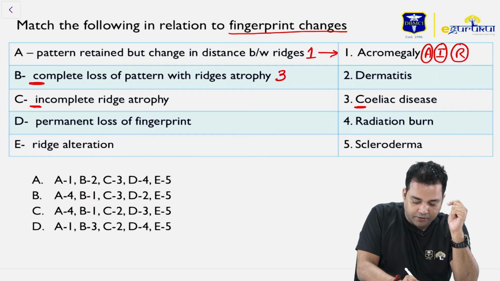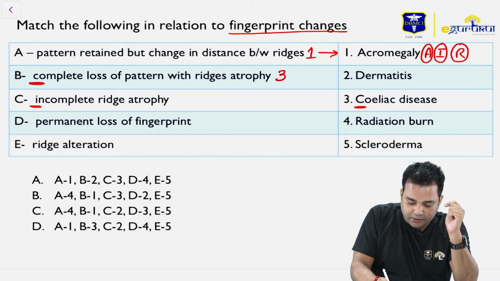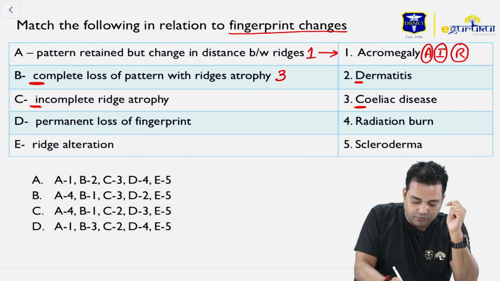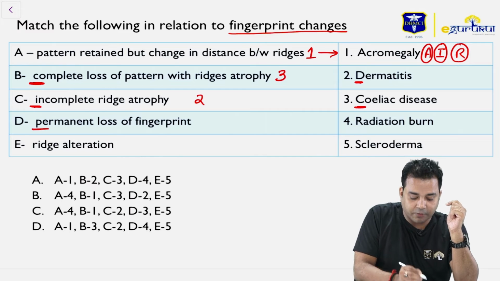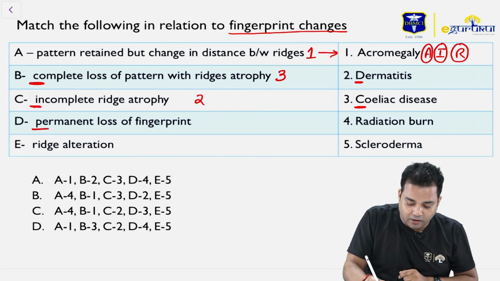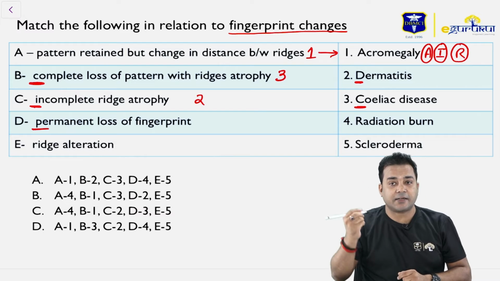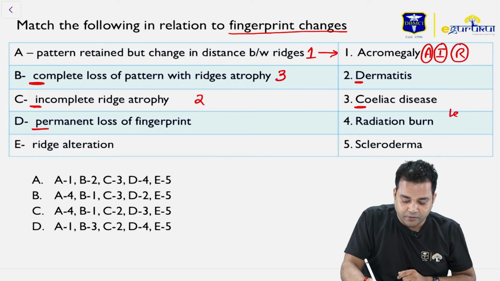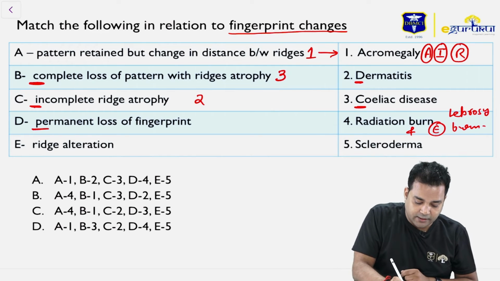Incomplete ridge atrophy goes with dermatitis, option number 2 over here. So this goes with 2. Permanent loss of fingerprints occurs in leprosy, along with radiation and electric burns. This we know already. So leprosy, radiation burn as well as electric burn. So here I can write number 4.